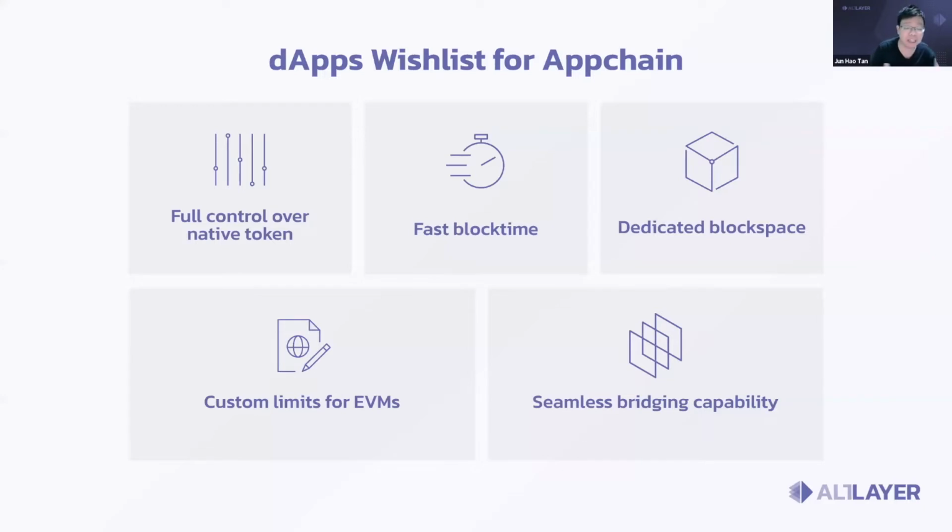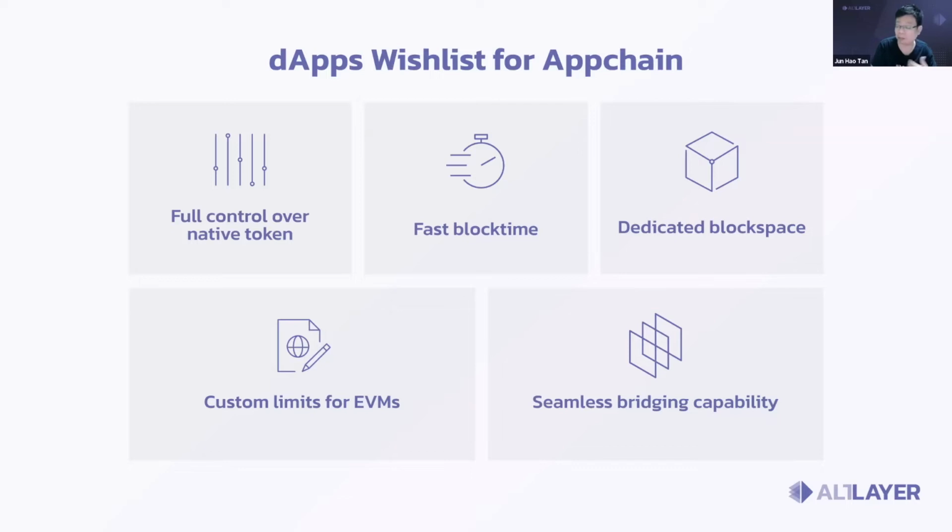So what are the wish lists for a dApp that wants to go for Appchain? I think one of the main benefits for Appchain is that you have full control over the native token. You want to do branding over your chain because you don't want it to be just a chain like Ethereum or Polygon or whatever. You want to control the branding. You want to have a native token of your own, have flexibility over the tokenomics, native staking and all this. So a native token is very useful for dApps.